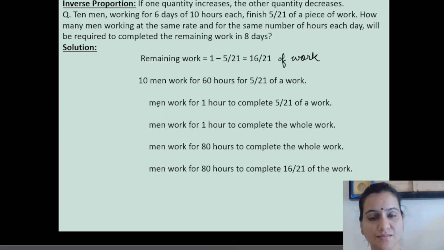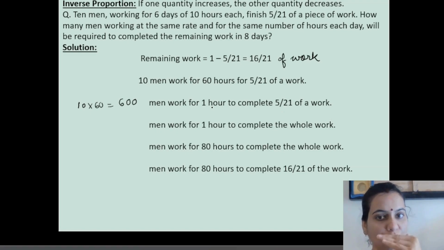That's what we discussed. So let's try to understand how many men will be required to complete the same work, that is 5 by 21 of the work, in 1 hour. Definitely more people will be required to complete the same 5 by 21 of the work in 1 hour. So how many more? Definitely 60 times more. So 10 men into 60 will give us 600 men. 600 men will be required to complete 5 by 21 of the work in 1 hour.